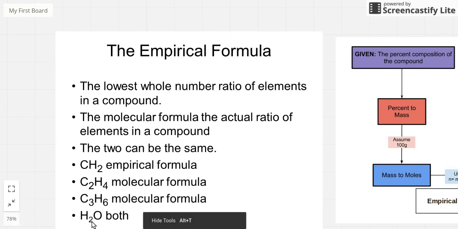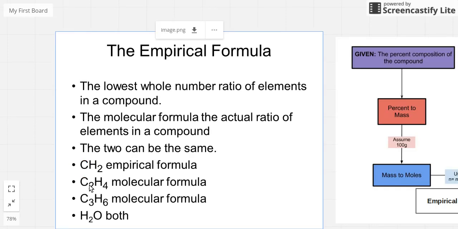There are two elements here, carbon and hydrogen. If you look at CH2, you have one carbon and two hydrogen. That means 1 and 2 are already in their simplest form. That means you cannot further simplify it. That means that this chemical formula gives you the empirical formula of the substance.